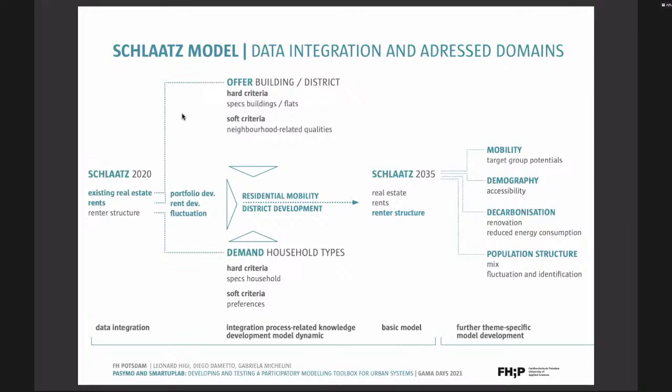As you can see in the center of the graphic, the model is based on core dynamics of a local housing market, matching offer and demand based on data of the municipal housing company, as well as implicit knowledge of the development experts and common assumptions of the workshop participants on rental structure and district development mainly.